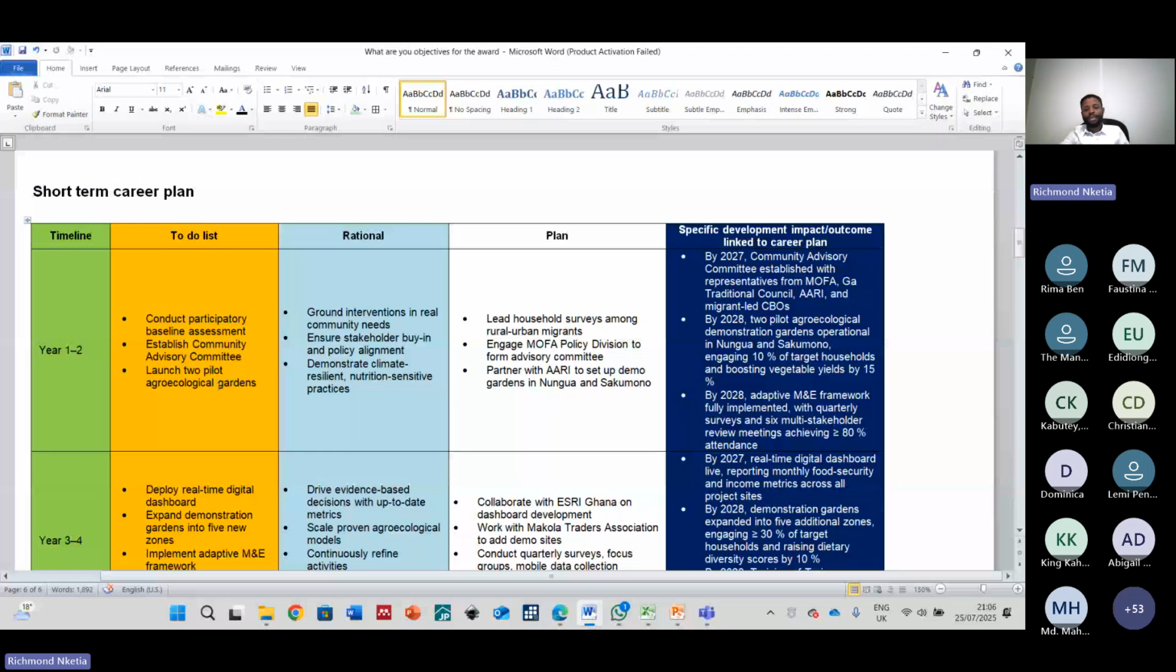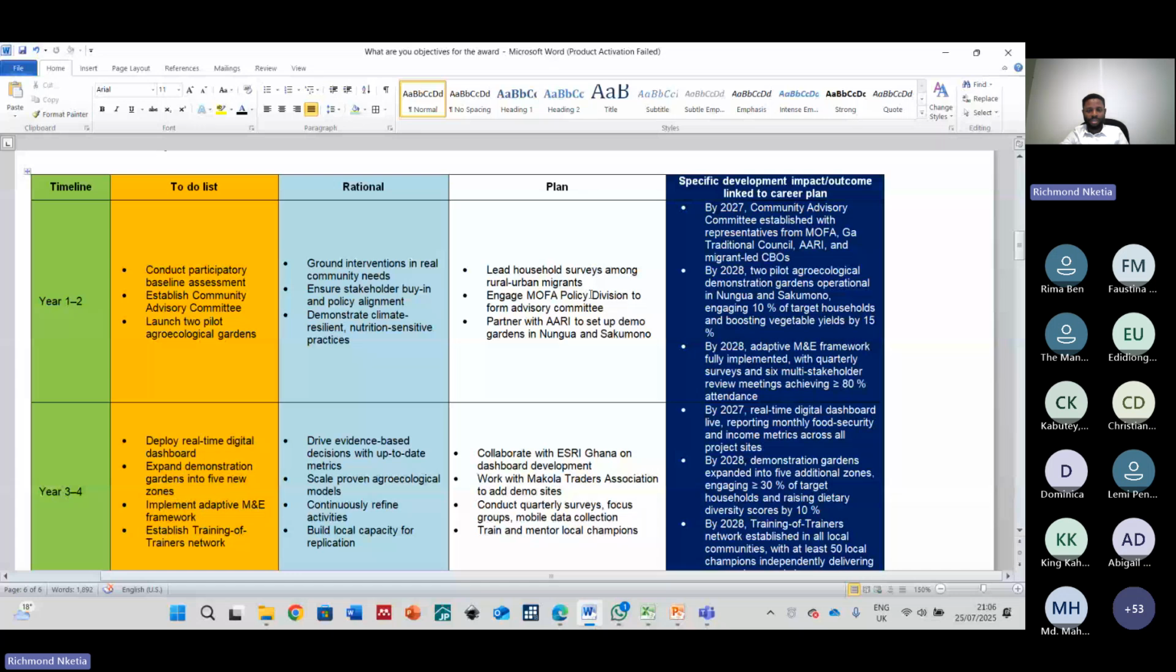So the plan is to lead household surveys among rural-urban migrants. That is where I'm trying to understand the community needs. And then I'll engage with the Ministry of Food and Agriculture's Policy Division to form the advisory committee. That goes for the second one, ensure stakeholder buy-in and policy alignment. And it also goes for this one. So it's in line this way: establish community advisory committee. The rationale is to ensure stakeholder buy-in.